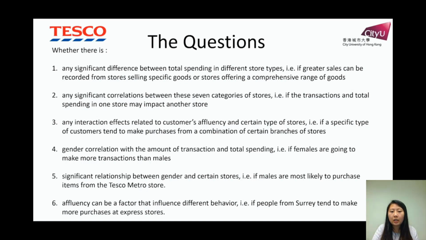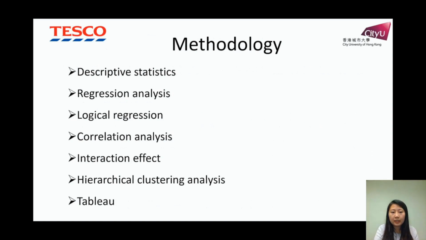We also wanted to see if customers' affluency and certain types of stores would make a difference, for example, like an interaction effect, where maybe a specific type of customer would make more purchases, like rich people who might like to shop at Tesco Superstores. For gender correlation, we wanted to see if females tend to make more transactions than males. We also wanted to see if we can find information about gender and certain store types, for example, whether males would purchase more in Tesco Metro stores or not. And we also wanted to see if affluency can be a factor that influences different behavior. So we used descriptive statistics, regression analysis, logistic regression, correlation analysis, and so on.